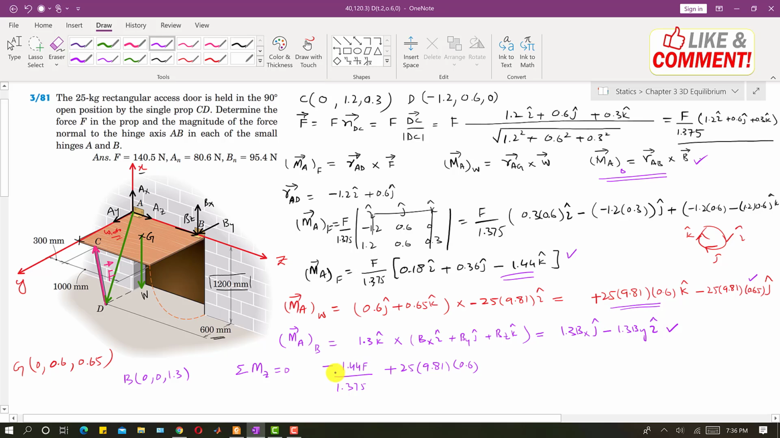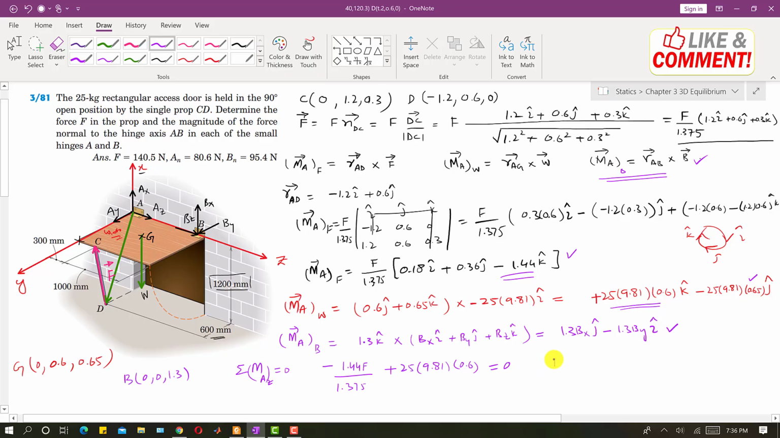So we will add up only the magnitudes of the moment at A along Z. So I will write the summation of moment at A along Z, and we will take it equal to 0. As we can see, in this equation only the F is unknown. So using this equation we will be able to find the magnitude of the F in that prop CD.